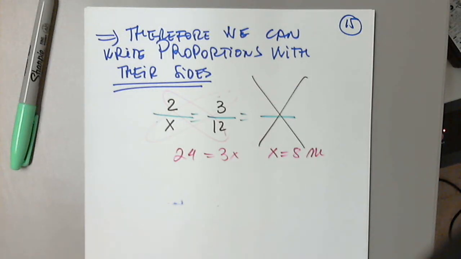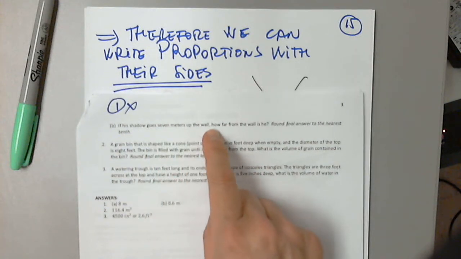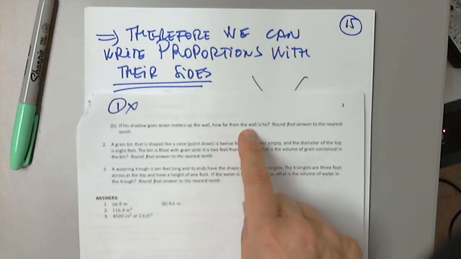So this was part A of the problem. Any questions for me, please? Part B of the problem: if his shadow goes 7 meters up the wall, how far from the wall is he?